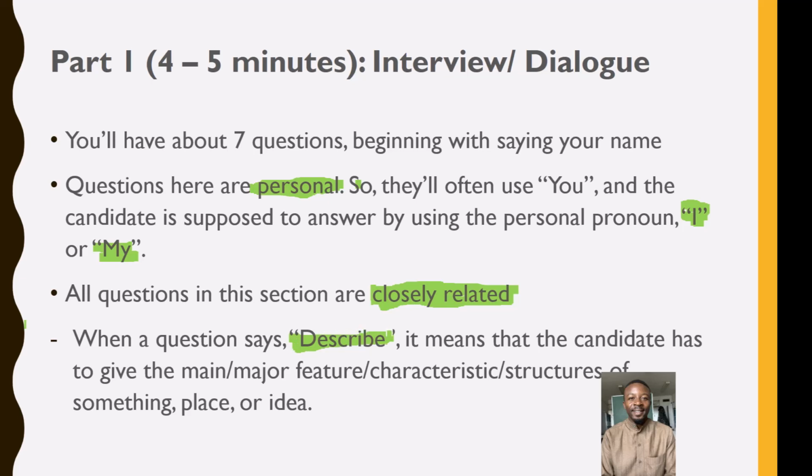Next thing, when a question in this section says describe, it means that the candidate has to give the main or major features, characteristics or structures of something, a place, or an idea. So if I ask you to describe a place you like to go to in your free time, you want to let me see this place by talking. You want to paint a mental picture of this place in such a way that me, the examiner, who has not been there, get a sense of how the place looks, because the word describe simply means a visual image.